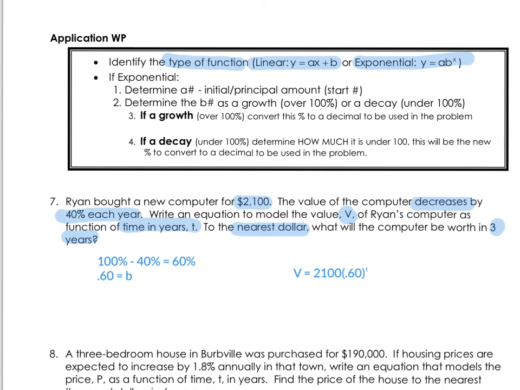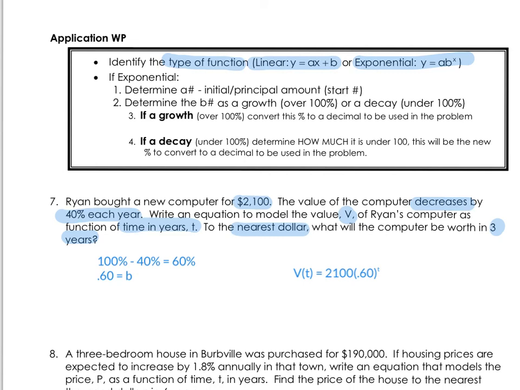So write an equation to model v, the value of Ryan's computer, as a function of time, so v of t, instead of y equals. So we had to change that to v of t equals 2,100 times the 0.60 to the t power, because they told me I had to use v and t and write it as a function.